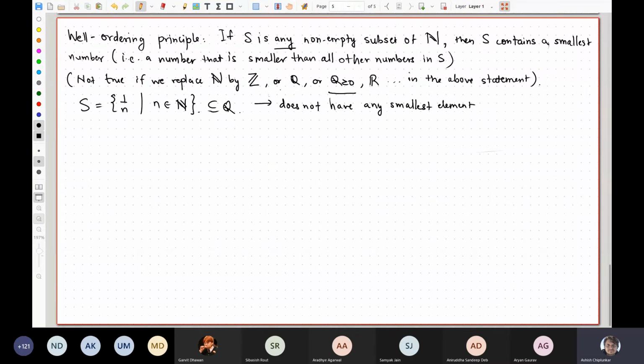So can you give an example for all integers? So a set which is not well ordered. Just take all the negative integers.